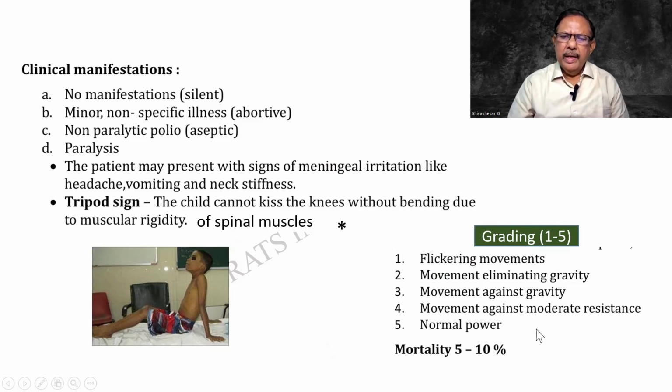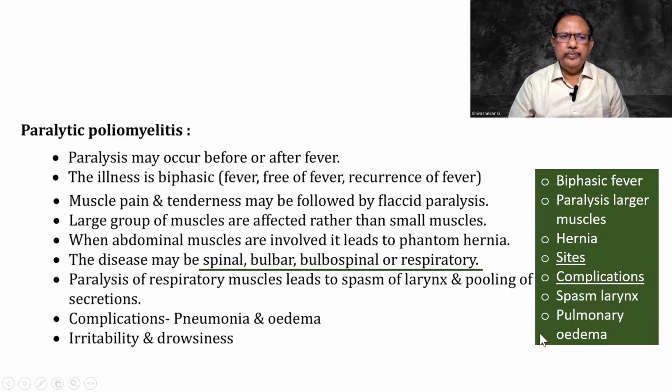The grading is as follows. One, there is minimal movement, then there is a movement against gravity, and finally moderate resistance, normal power. So this will be graded and measured in the patient. Paralytic poliomyelitis occurs before or even after the fever. The illness can be biphasic. There is a fever, period free of fever, and then recurrence. The muscle pain, tenderness, etc.